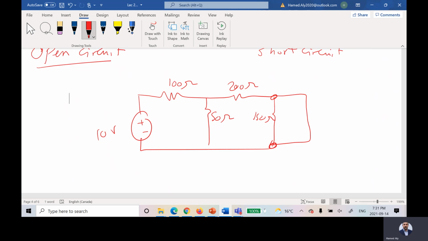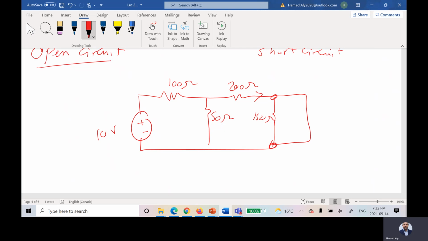Now I'm connecting this wire that has 0 resistance in parallel across 150. Okay? The current is smart. The current is thinking. So the current here is looking to these two branches, and the current is trying to be distributed between these two branches based on the resistance value.